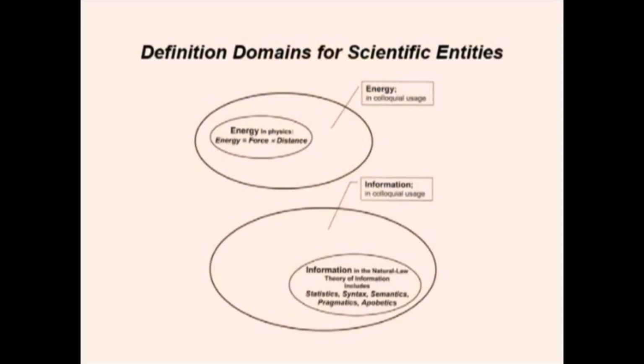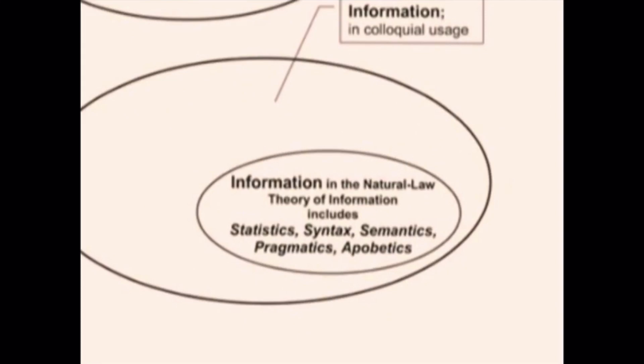Information is a term we use in many, many cases in our normal speech. And if we want to formulate laws of nature about information, we need a very clear definition of information. Information in the natural law theory of information includes 5 levels: statistics, syntax, semantics, pragmatics, and apologetics.